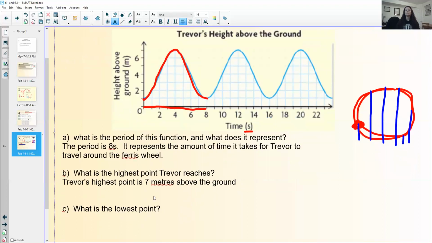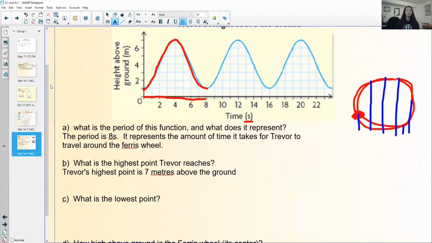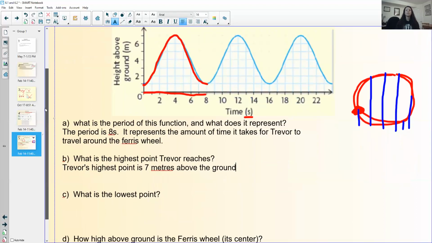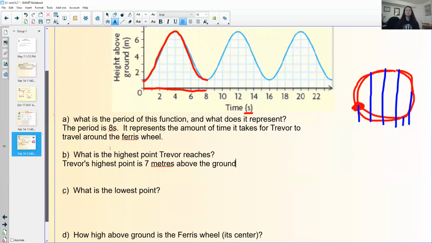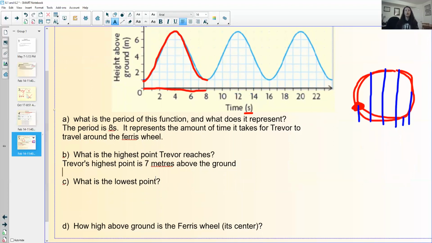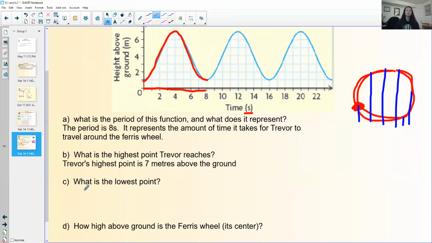Okay, now I'm just going to scroll down a bit so we can continue to see the graph and we can answer all of the questions. What is Trevor's lowest point? The lowest point we're looking at is about 1 meter. Okay, so 1 meter. That would represent the lowest point when he gets on and off the Ferris wheel, or just when he's at the bottom of the Ferris wheel.